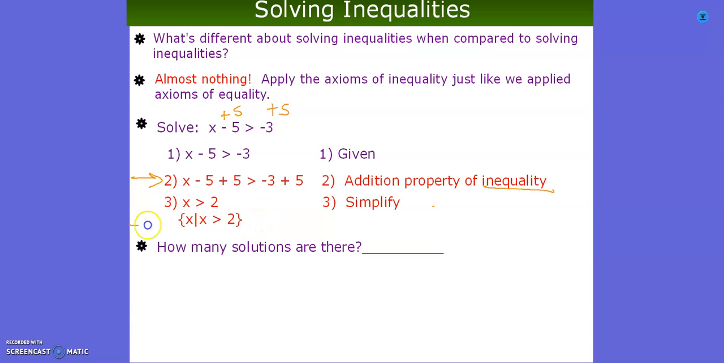I might remind you that we do know how to write it in set builder notation. So this would be x such that x is greater than 2. How many solutions are there? Well, there are infinitely many solutions to this. The solutions are all going to fit this inequality statement at the end, where x has to be greater than 2. So you can come up with a whole bunch of numbers that are greater than 2, and they'll all be solutions to this inequality.